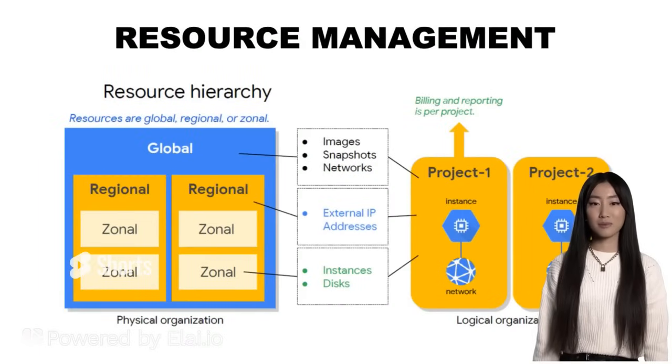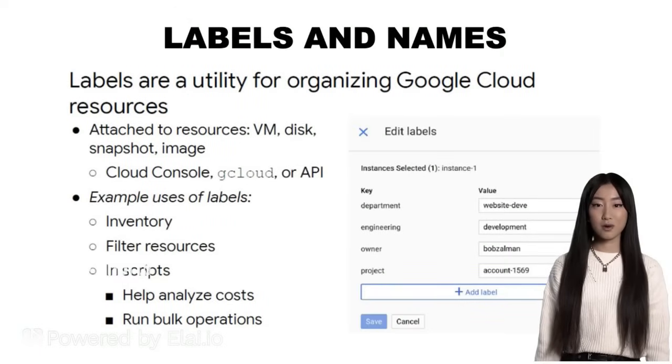Finally, let's talk about the resource hierarchy. From the point of view of the physical organization, resources are classified as global, regional, or zonal. Let's take a look at some examples. Images, snapshots, and networks are global resources. External IP addresses are regional resources. And instances and disks are zone resources. However, regardless of type, each resource is organized in a project. This allows each project to have its own billing and reporting. Labels are a utility for organizing Google Cloud resources. Labels are key value pairs that you can attach to your assets, such as VMs, disks, snapshots, and images.